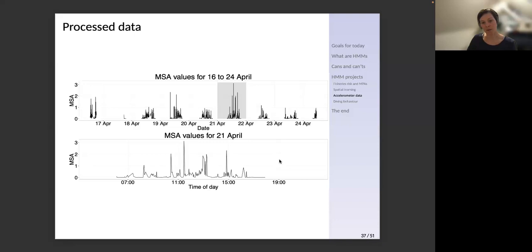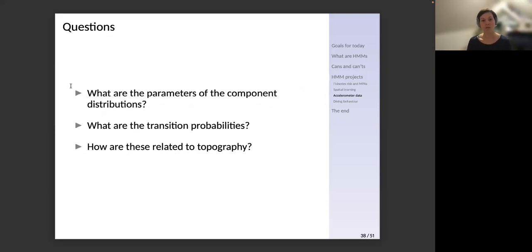You can see below here that there are these big spikes, and on the y-axis, we collapsed the data. We had data in the 3 axes, and we had 20 points per second, and we collapsed those down into minimum specific acceleration, which separates out the static component of movement, just the gravitational component, from the movement itself. So we didn't want to remove the gravitational aspect and just keep the movement, the dynamic aspect. So our questions were, what are the parameters of the component distributions? What are the transition probabilities between states, and how are these related to topography?